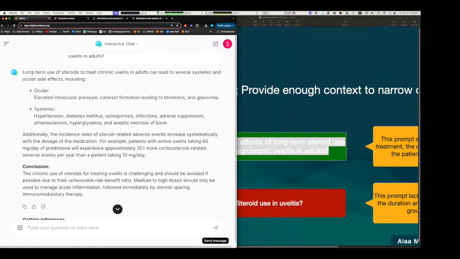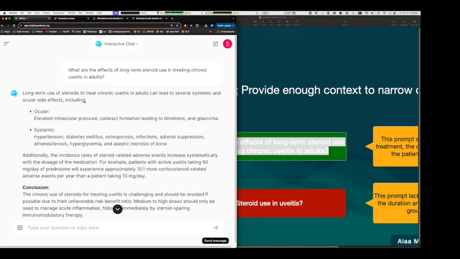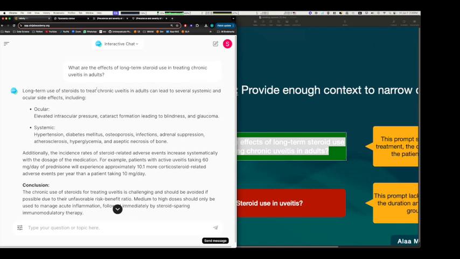Okay. So long-term use of steroids to treat chronic uveitis in adults can lead to several systemic and ocular side effects. Let me see the question again. Yeah, what are the effects? Okay, yes, good. So elevation of the eye pressure, cataract formation leading to blindness and glaucoma, systemic hypertension, diabetes, osteoporosis, infections, adrenal suppression, and so on.